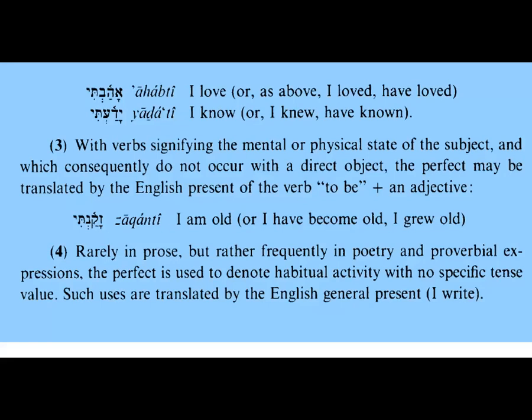That just says "I old," but referring to "I became old," or "I am older," or "I got myself old," or something like that. Then rarely in prose, but frequently in poetry or proverbial expressions, the perfect is used to denote habitual activity with no specific tense. Like in English, you're saying "I write," just a general present tense.